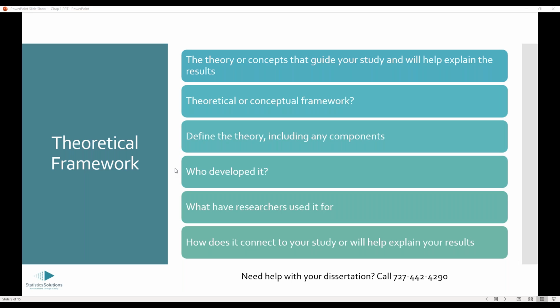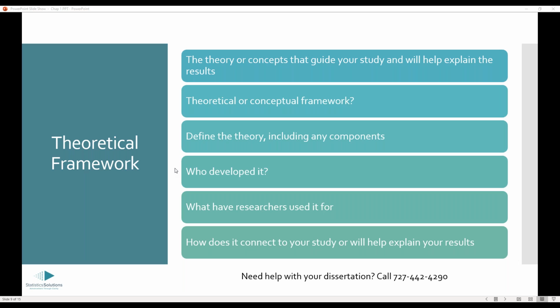Have a source for that, who developed it, talk about who developed it, define the theory. A lot of people want to move on and start discussing the theory without defining it first. Define the theory. If it has components, make sure you include definitions of the components. These definitions should be anchored by sources, preferably and ideally by the person who was part of developing the theory.